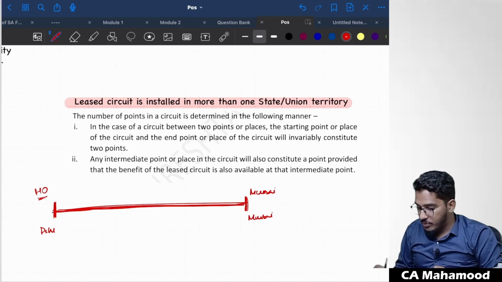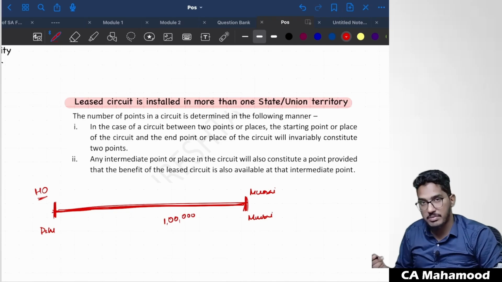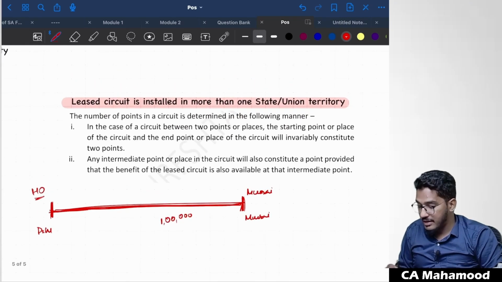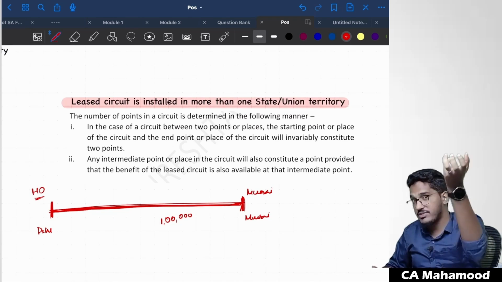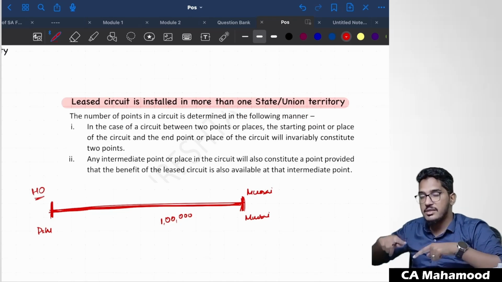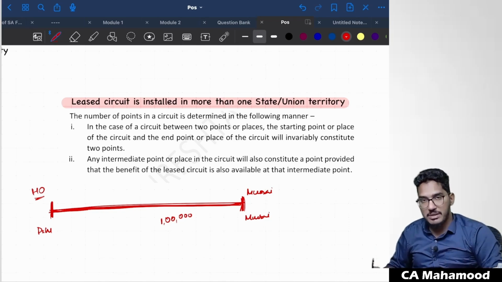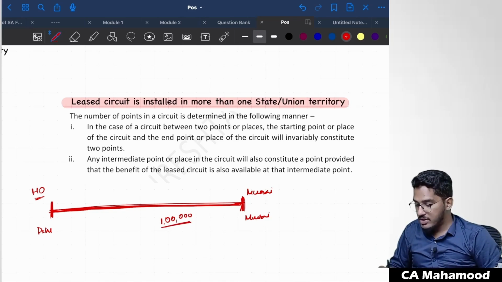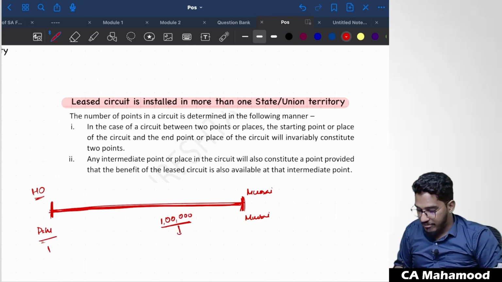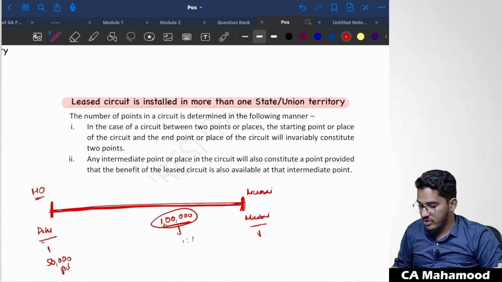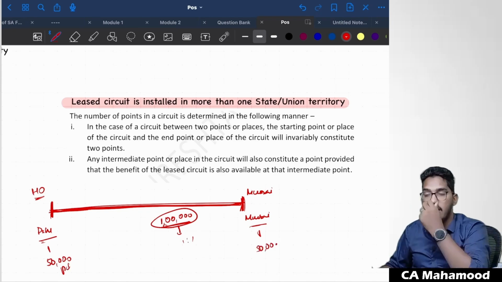And for this entire leased circuit connection, they are collecting from me 1 lakh rupees. Sir, what will be the place of supply? In this case, the leased circuit is getting installed in more than one state. If it is installed in a single state, then for the entire value, the place of supply will be that respective state. But here it is in more than one state. Then you have to divide the value on the basis of the number of points in each state. In Delhi I have 1 point, in Mumbai I have 1 point. So this 1 lakh rupees will be divided in the ratio of 1:1. For 50,000 of value the place of supply is going to be Delhi, and for another 50,000 the place of supply is going to be Mumbai.